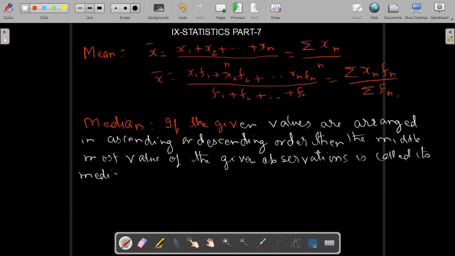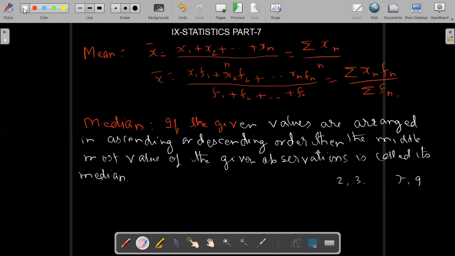But there are some cases when you find two values in the median, and some when you find one. Suppose you have 2, 3, 5, 7 and 9, these are the marks. The middlemost value is 5, and the number of terms is 1, 2, 3, 4, 5. So the number of values is 5. Here n is 5. How many values are there? 5 values.